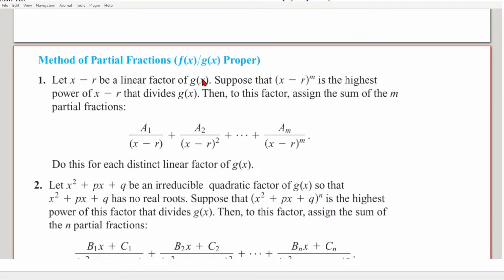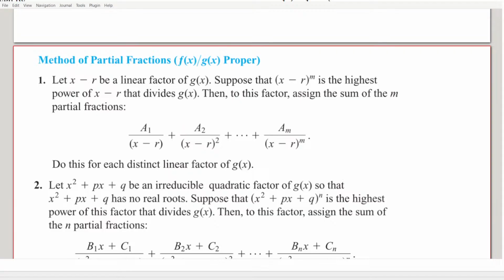x minus r is a linear factor of g of x. First, we assume that g of x can be broken into multiple factors, of which x minus r is one of those factors. And x minus r power m is the highest power of x minus r that divides g of x.